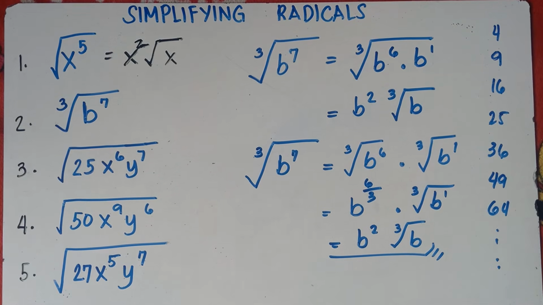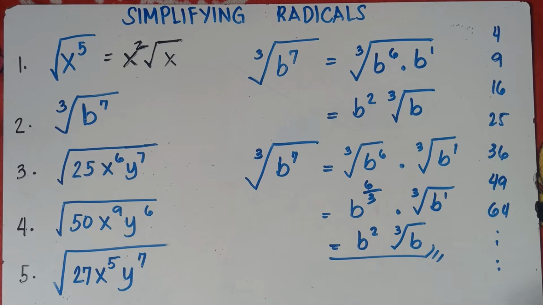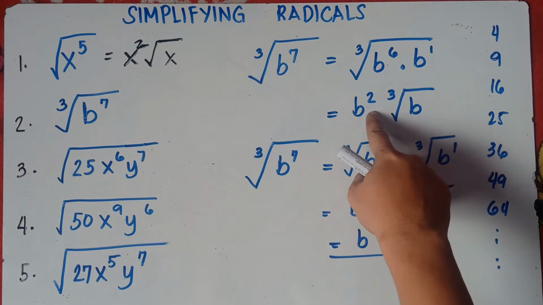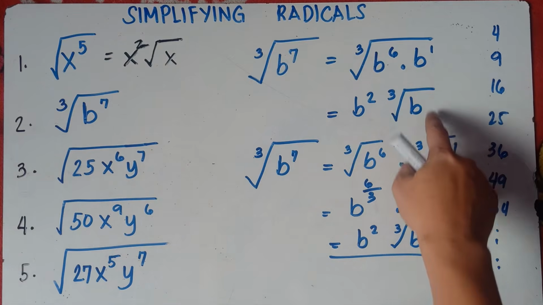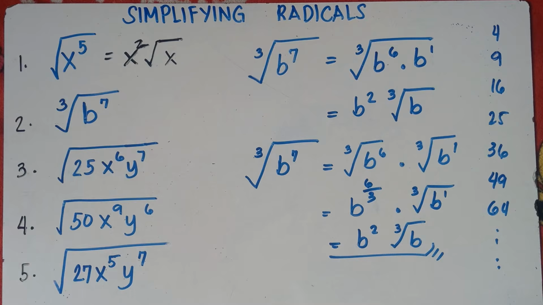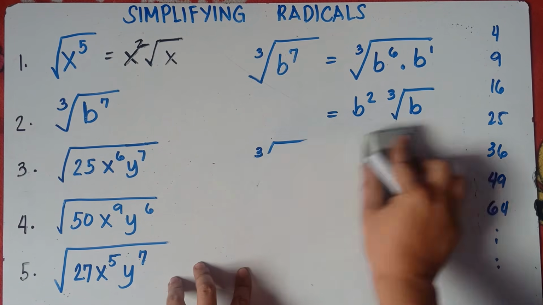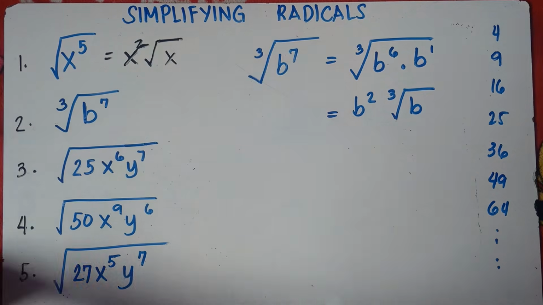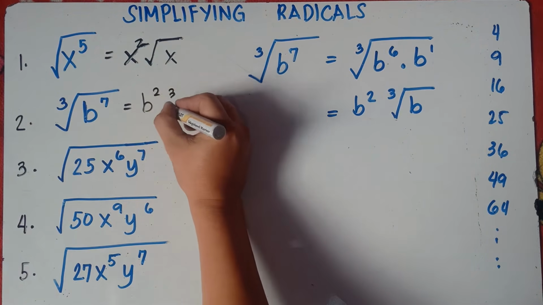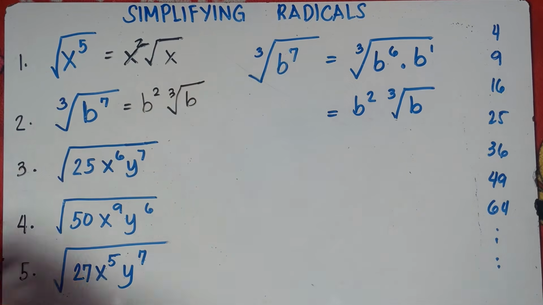So it will take time, class, if you do it that way. So it's very simple, class. Just divide, class. 6 divided by 3, that is 2. B squared. Then copy the cube root of b raised to the power of 1. So you still have b raised to the power of 1. Alright, so that's the answer for number 2. The answer for number 2 would be b squared cube root of b.